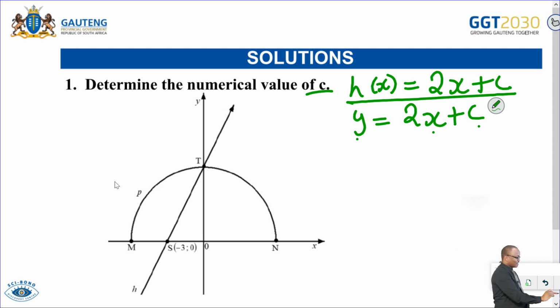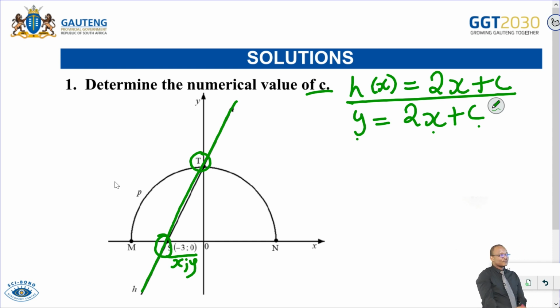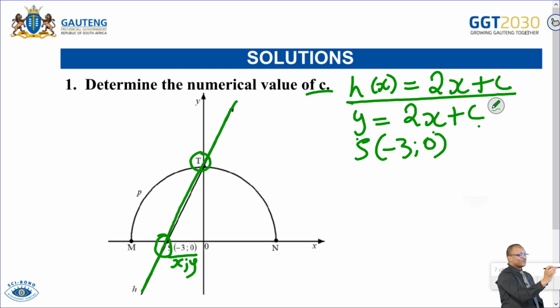But on the graph of a straight line, we were given that the intercepts are T and S. And then at S we have information there, a point of X and Y, which is S. So what are we going to do? We're going to say S is (-3; 0), and then X and Y. Then for us to determine the value of C, I will substitute. My Y is 0. It's equal to 2 into -3 plus C.